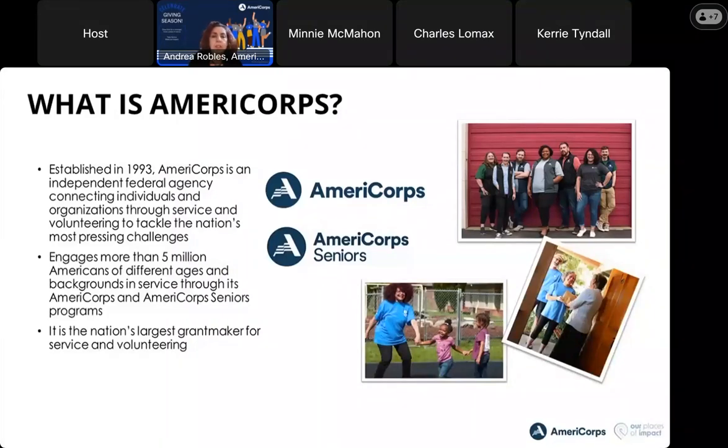So AmeriCorps was established in 1993 as an independent federal agency to connect individuals of all ages and backgrounds with opportunities to give back to their communities and their nation. So simply put, the mission of AmeriCorps is to improve lives, strengthen communities, and foster civic engagement through service and volunteering. This year will be AmeriCorps' 30th year anniversary. Three main programs comprise AmeriCorps, and three main programs comprise AmeriCorps Seniors, and together have helped to engage millions of individuals in meeting community and national challenges. AmeriCorps is also the nation's largest grant maker for service and volunteering. So next slide, please.